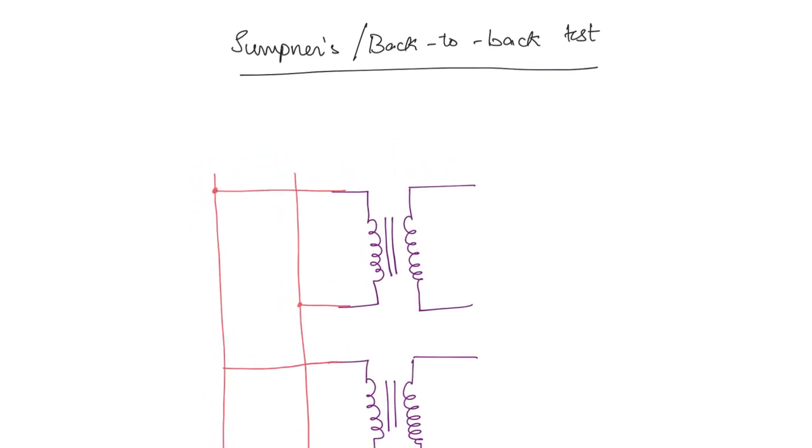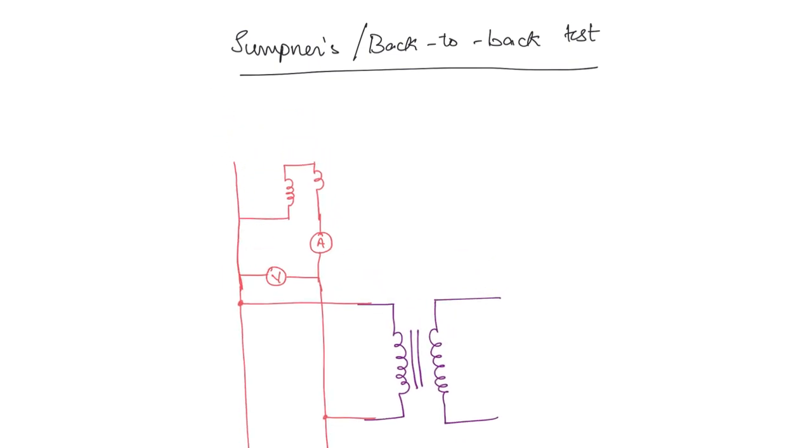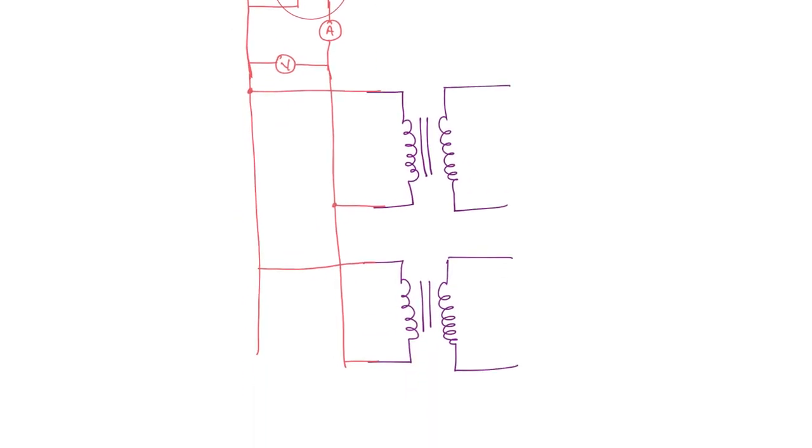Now we have to measure the input supply power, voltage and current. So here we connect the voltmeter, which will measure the supply voltage, and here we have the ammeter and finally the wattmeter. This is how you represent the wattmeter. So this is the AC supply, and this is the connection on the primary side.